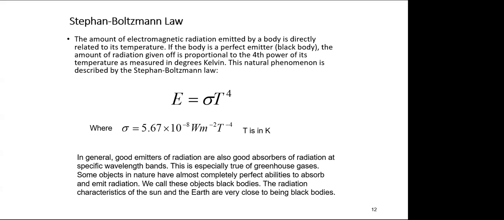Now some concepts, some theories behind how that energy is coming from the sun. One concept is the Stefan-Boltzmann law. The energy emitted from any high temperature body can be defined by the Stefan-Boltzmann law. The energy is proportional to the temperature to the power of 4. Sigma is the Stefan-Boltzmann constant, which is 5.67 times 10 to the power of minus 8.